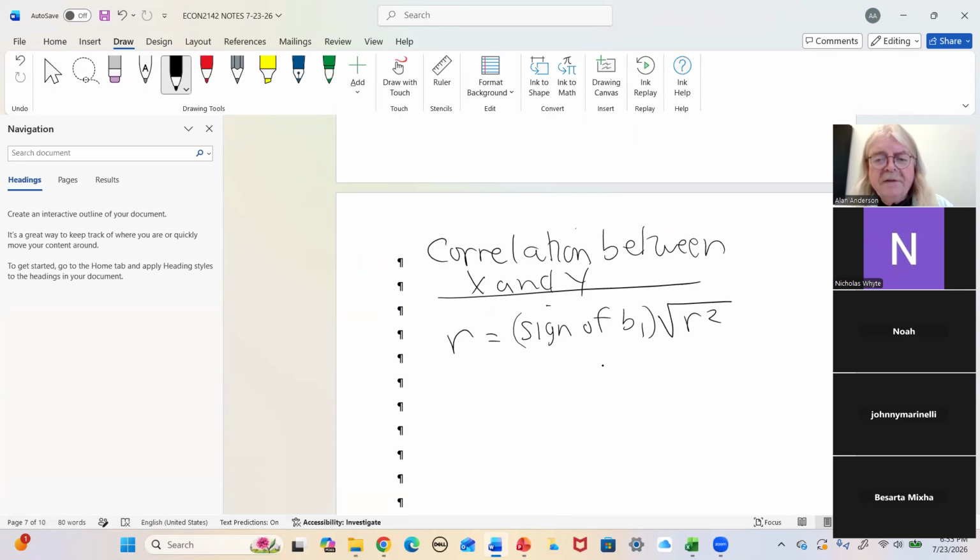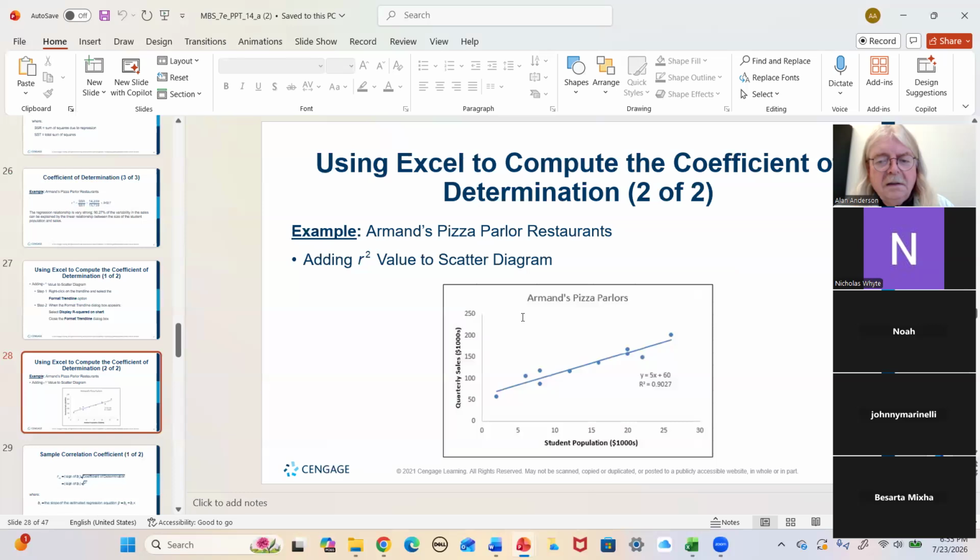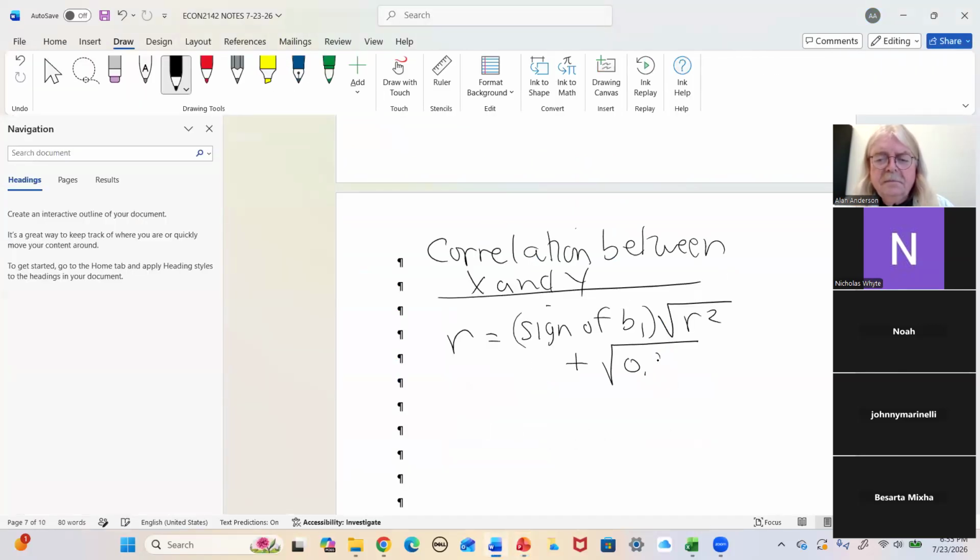Now, our slope is 5, so this is positive. It's approximately 0.9027. And so if you take out your calculator, you get, it's approximately 0.9501. And that's a very high correlation, of course.